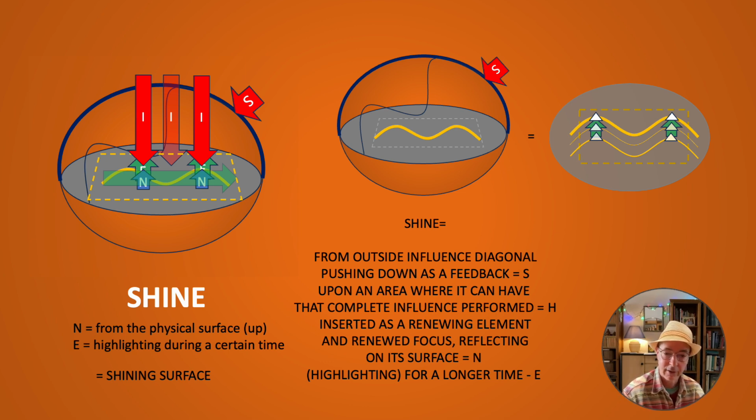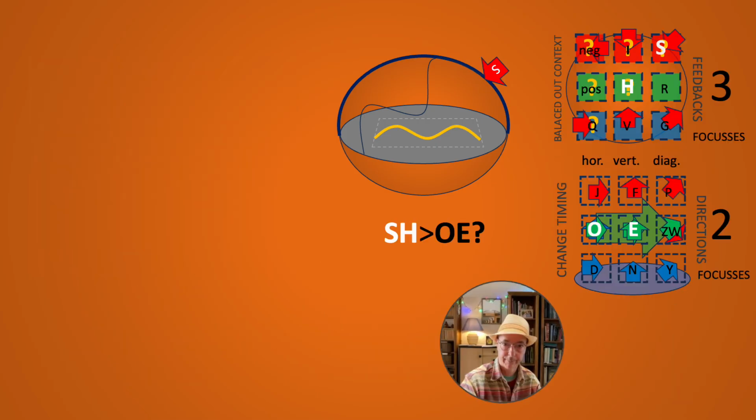There it is inserted as a renewing element, a renewed focus that I get from this whole feedback process. I see a renewed focus there, where it will reflect on the surface on N, and it will be highlighted also for a longer time. Shine. Now shoe. Now I think, okay, shoe, will this be possible as well?